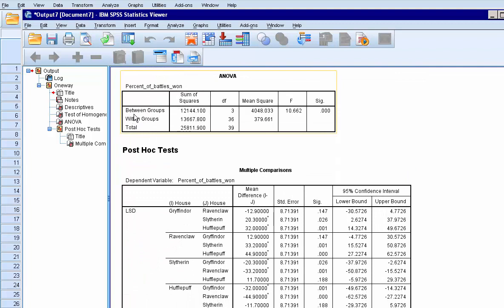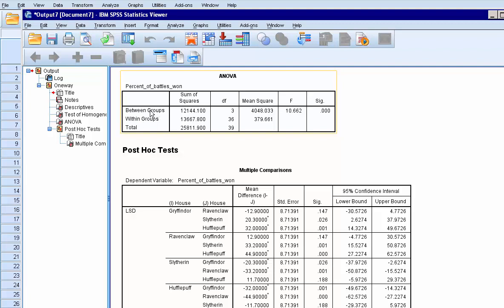So right here we have our ANOVA summary table that tells us our between group variances, our within group variances. The between groups will be between the houses, and our within groups is sampling error. So this is the variance within each house, like the variance in Gryffindor. So one person in Gryffindor isn't going to have the same percentage of battles won as the next. They're individual differences that we have to account for. That's called sampling error.